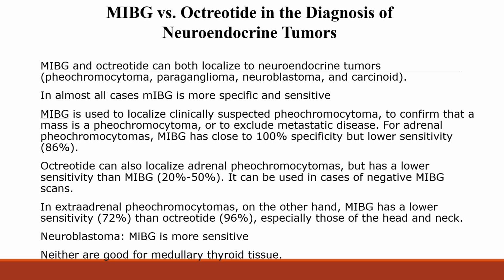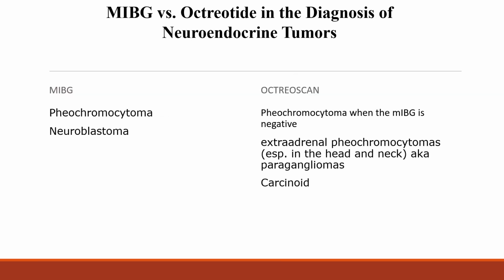Small cell lung cancer is also another consideration, and both of them will go to that as well. MIBG in the past has been a little bit better for that one. So MIBG: pheochromocytoma and neuroblastoma. Octreoscan: pheochromocytoma when it's outside the adrenal glands or when MIBG is negative, and then octreoscan is actually a lot better for carcinoid as well.